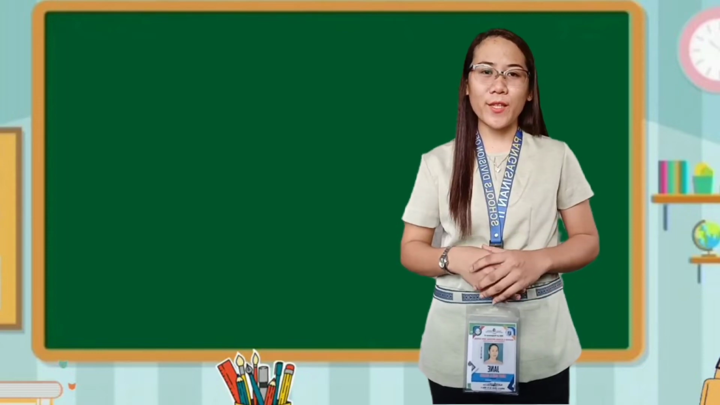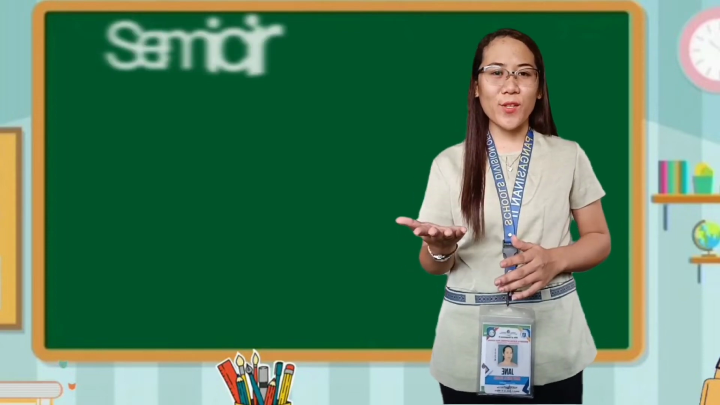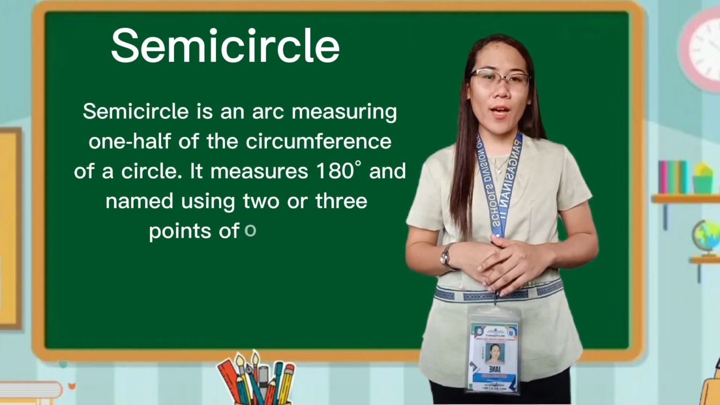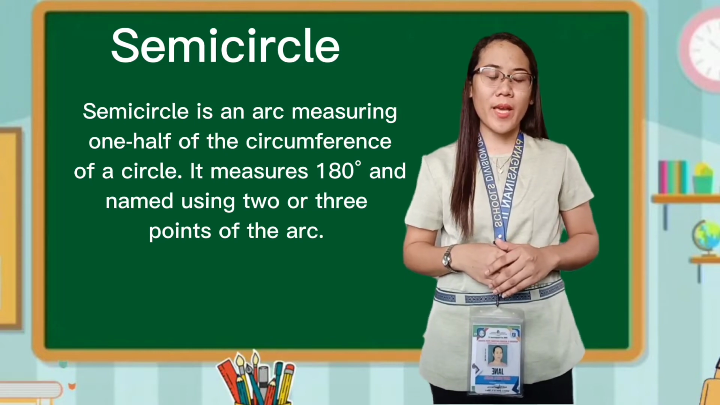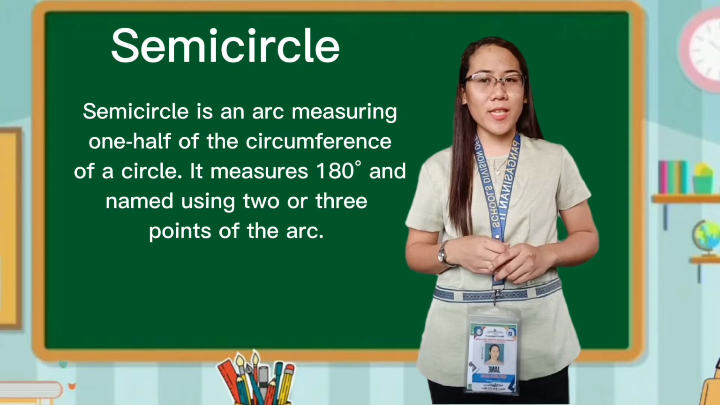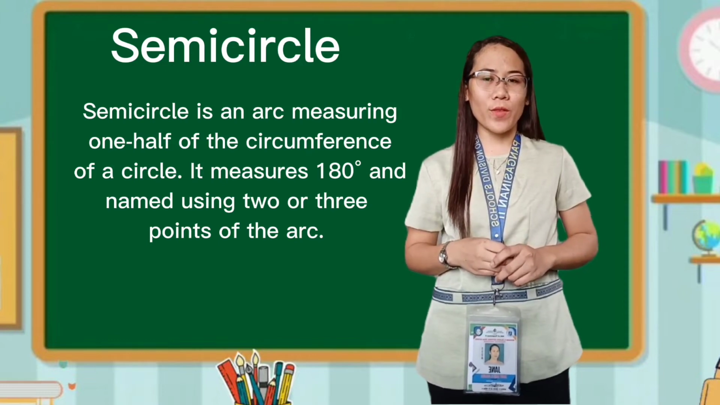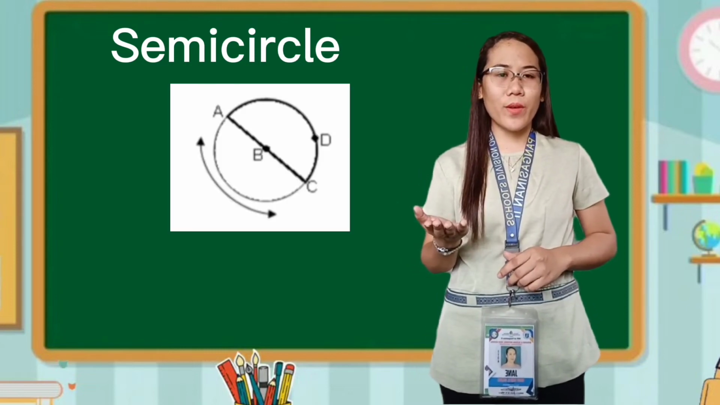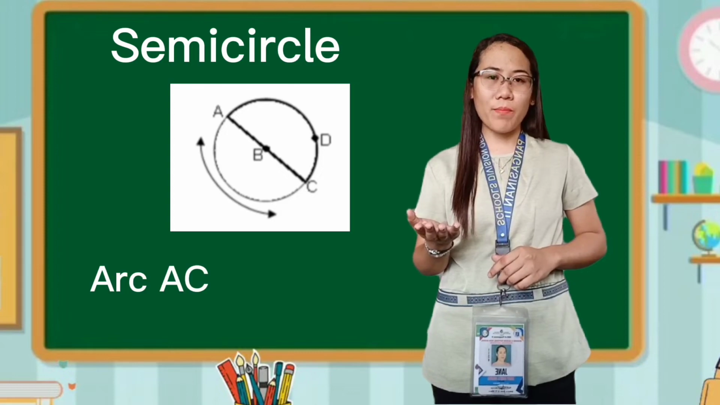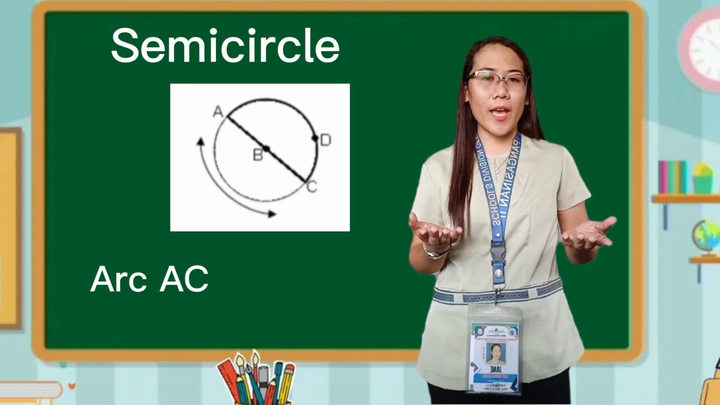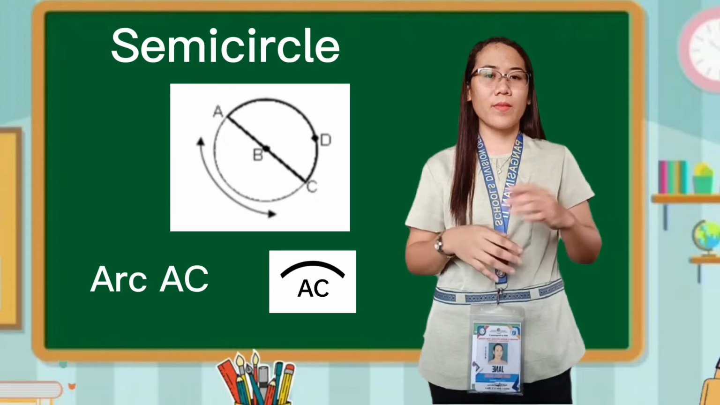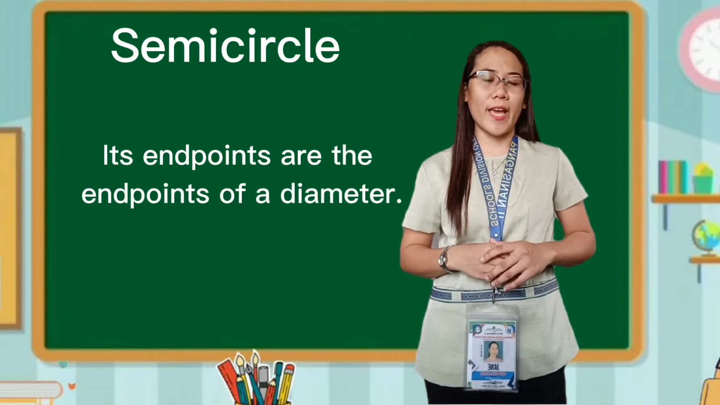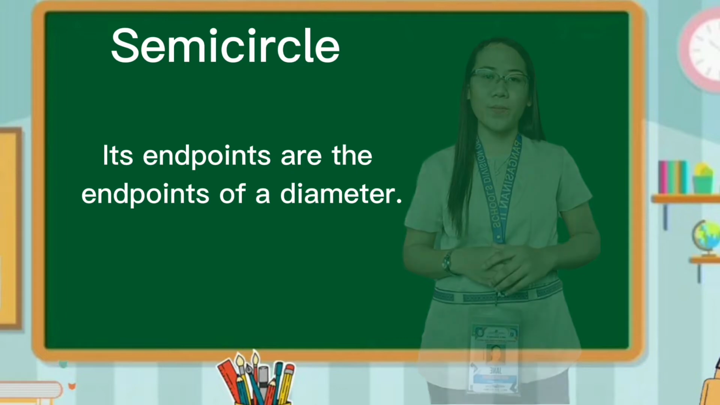The fifth term related to circle is the semicircle. Semicircle is an arc measuring 1/2 the circumference of a circle. It measures 180 degrees and named using 2 or 3 points of the arc. Example, in this figure, we have arc AC, or in symbol, we have also arc AC. One way to identify a semicircle is its endpoints are the endpoints of a diameter.